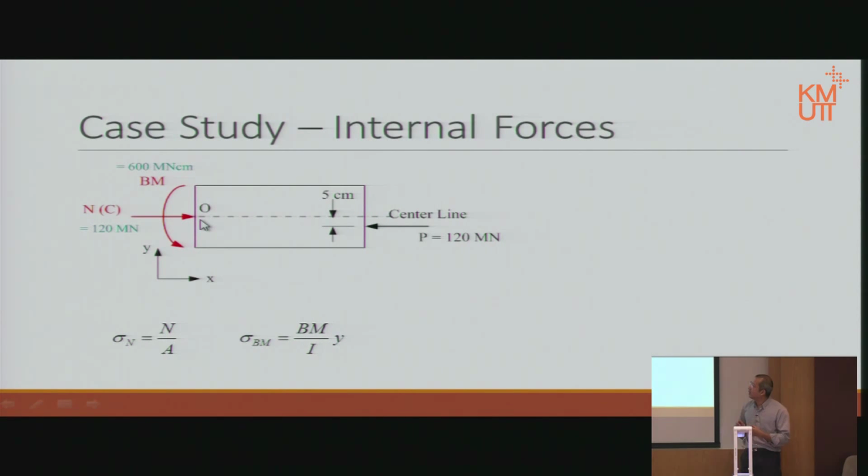Notice that the bending moment is not 0 because this force P has an arm. You should notice that the bending moment is not 0 because the load P has a 90-degree arm. That 90-degree arm is 5 centimeters. So the bending moment has to resist the rotation of point O, and it equals 5 times 120, which is 600 meganewton centimeters.